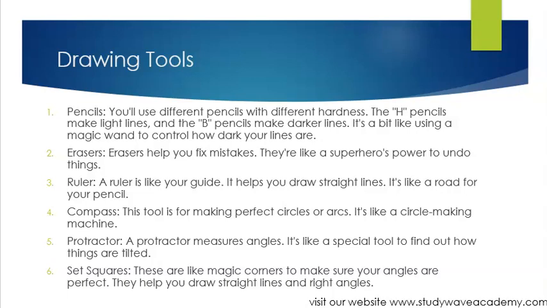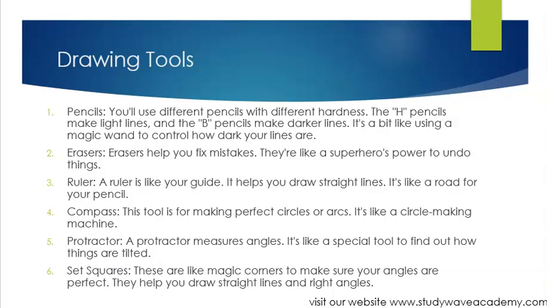Then you have the compass. This tool is used for making perfect circles or arcs. It's like a circle making machine. Okay? Then we have the protractor. A protractor measures angles. It's like a special tool to find out how things are tilted. Okay?